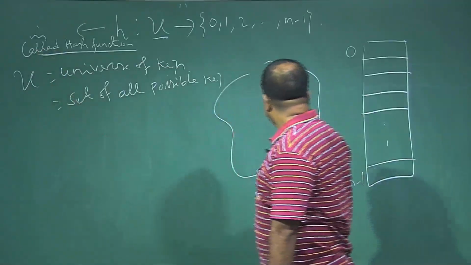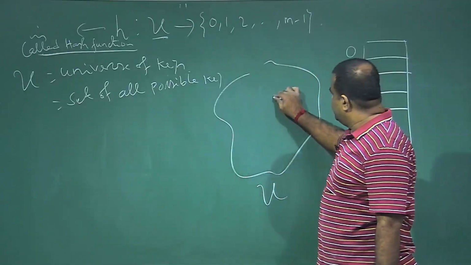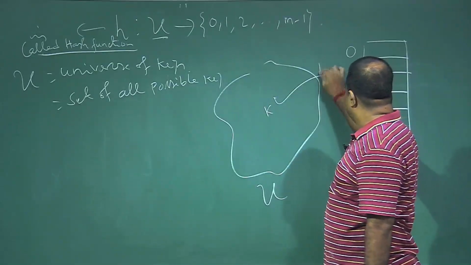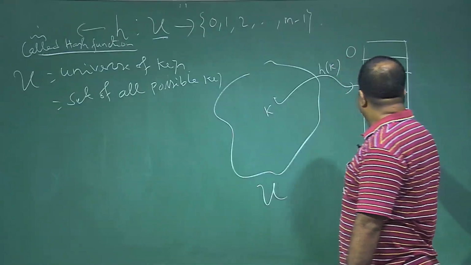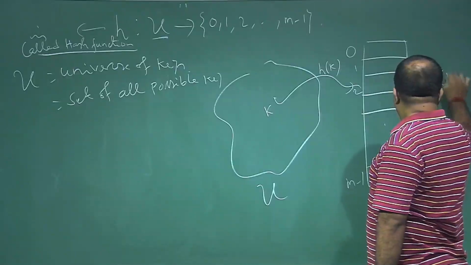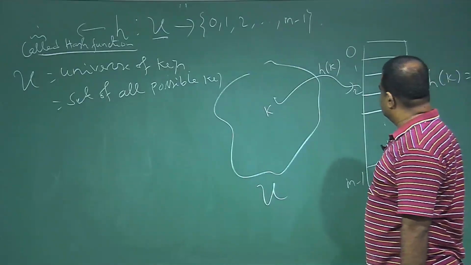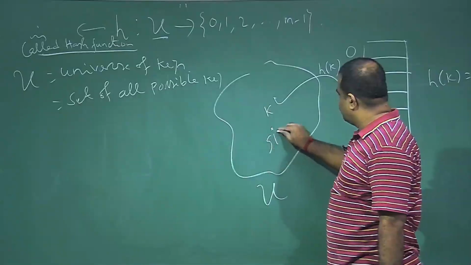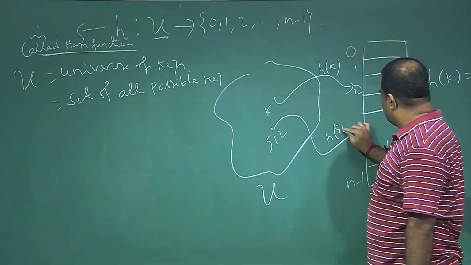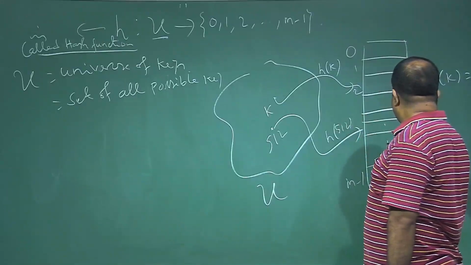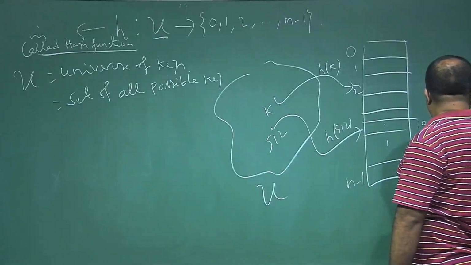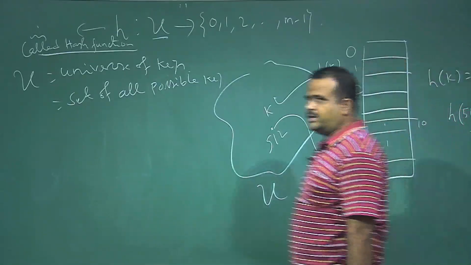Okay. So, any function taking a key and applying the hash value, h of k, puts it into some slot. So, h of k is 2 like this. Say we have a key 512. It is applying the hash function on 512, so it is storing into the 10th slot. So, h of 512 is 10, something like that.